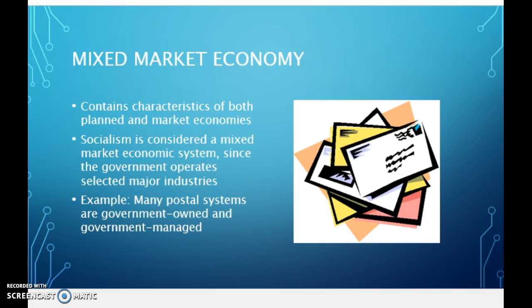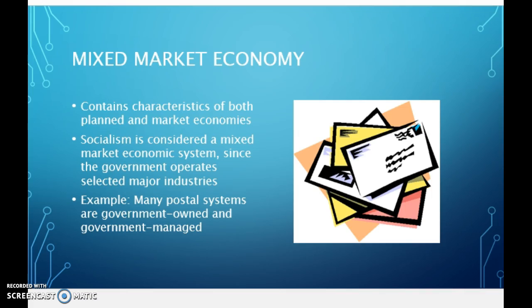The final economic system which we will discuss is a mixed market economy. Since there is no country that is 100% a planned or market economy, most countries rely on a mixed market economy that features characteristics of both planned and market economies. Two great examples are the United States of America and the People's Republic of China.